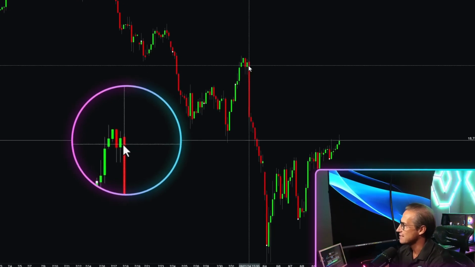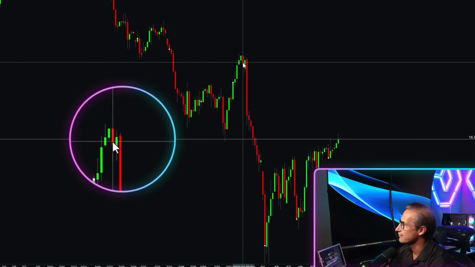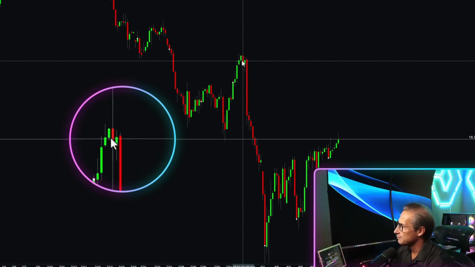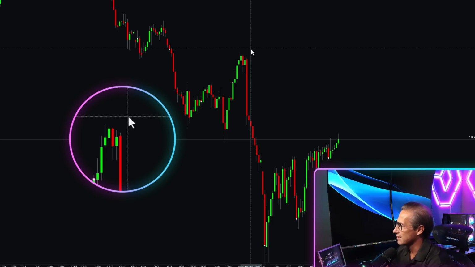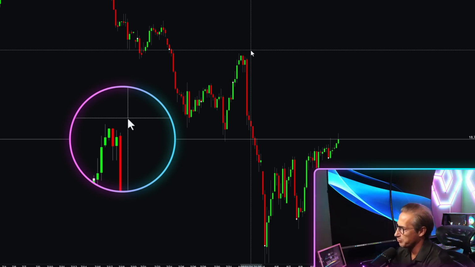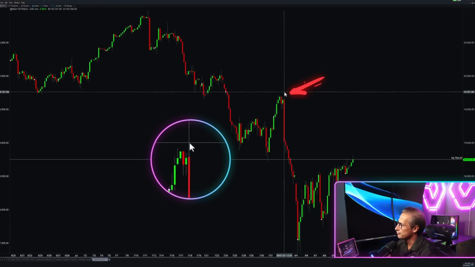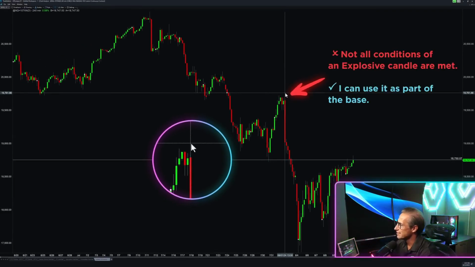What about the candles next to the explosive candle? Indecisive, indecisive. And then look at this. The green candle here looks like an explosive candle. But, well, body range ratio, the rule is met. But obviously the second rule, which is more important, tells us the rule is not met because it's not abnormally bigger, obviously, than the previous candles. So I can use it in my base. So it's an indecisive candle in a way because it's very small and it can be caused by retailers.